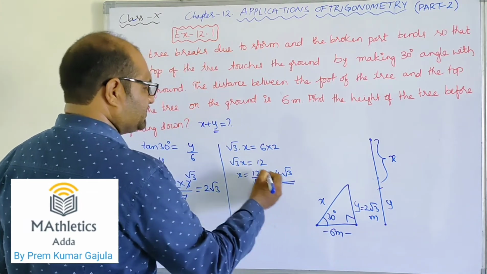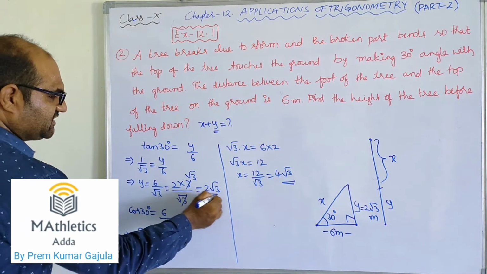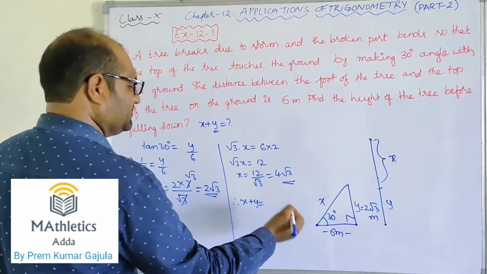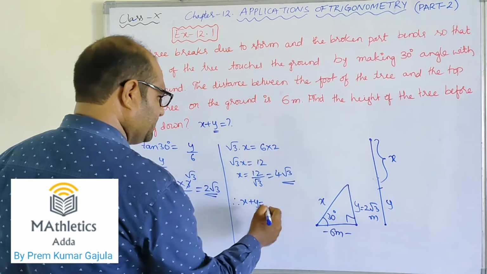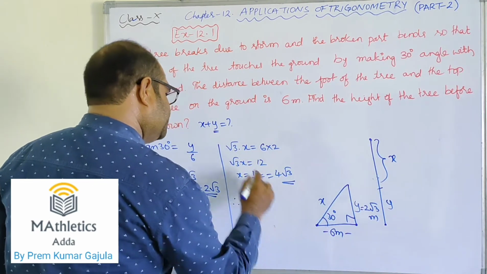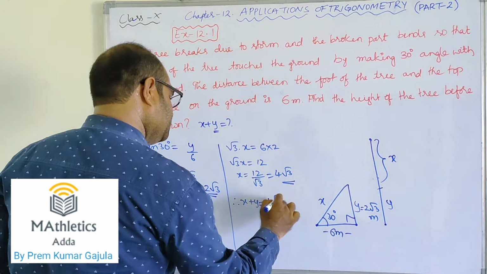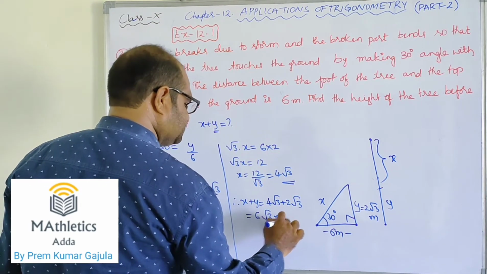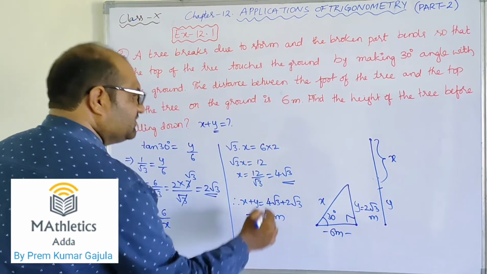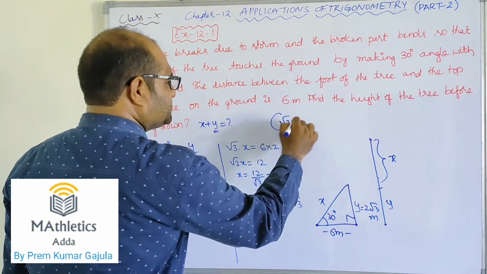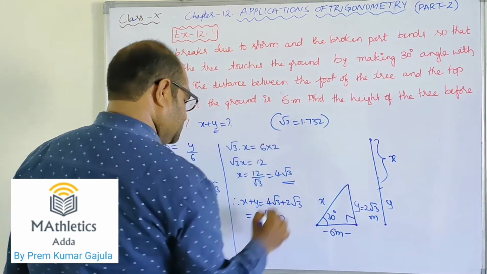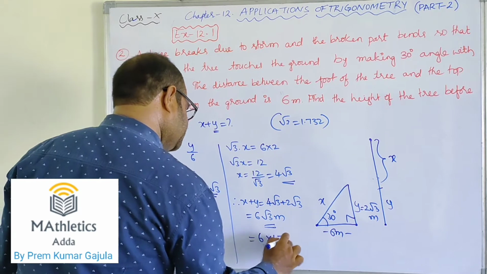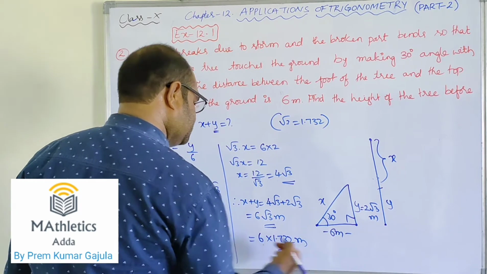So now you have got x as 4 root 3 and y as 2 root 3. Now x plus y, which is our required length, the height of the total tree before falling down, that is x equal to 4 root 3 plus y equal to 2 root 3, which is equal to 6 root 3 meter. And if you want to simplify further, you can. We know that the root 3 value is 1.732. So you can multiply the 6 with 1.732 to get the required answer.